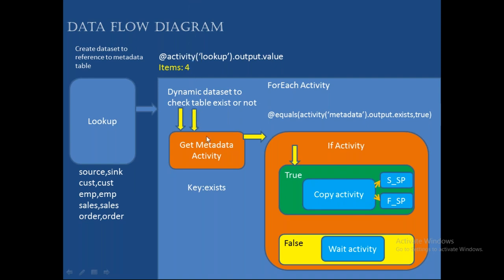Next, you will take the EMP folder. If the EMP folder is not available, let's imagine it will return false. That false value I will send to the if activity. The if activity evaluates to false. If it is false, I will just use a wait activity or something.